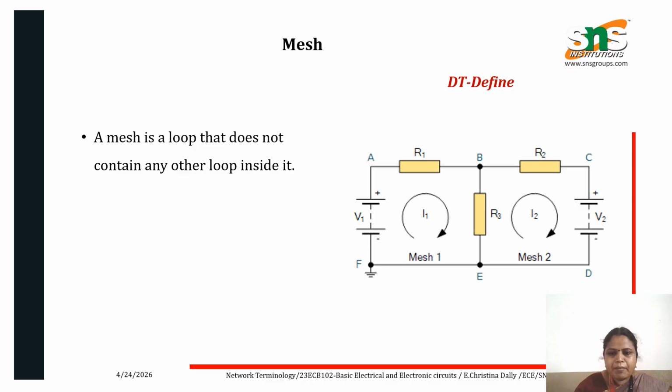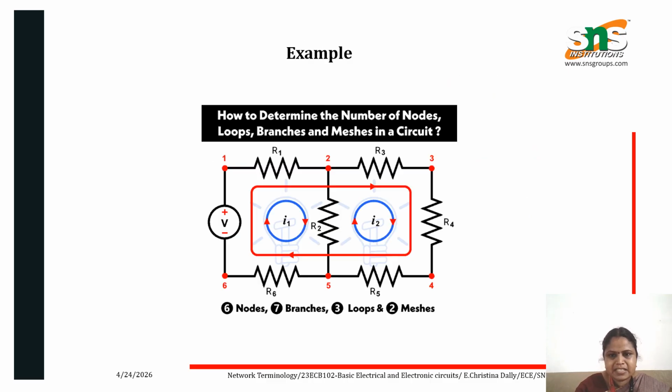What do we mean by a mesh? From the diagram itself we can say what a mesh is. It is a loop that does not contain any other loop inside. This is termed the mesh. From the diagram we can determine how many nodes, loops, branches and meshes are present in a circuit.